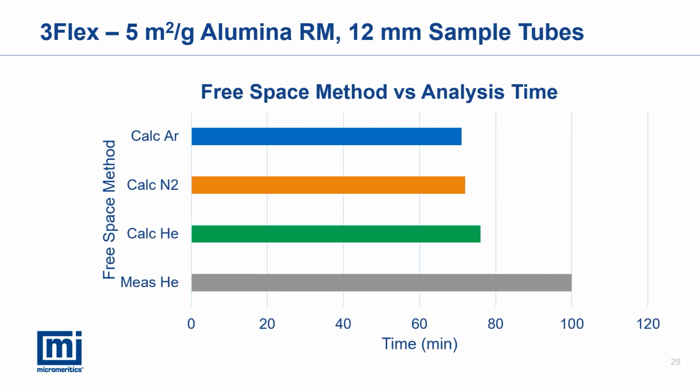Another advantage of using calculated free space is the reduced overall analysis time compared to if free space is measured. The empty sample tube only needs to be calibrated once and can be used for all future analyses with the same sample tube. In this example, on the 3Flex, using 12 mm sample tubes, we see here that using calculated free space shortens the total testing time by about 25 minutes.